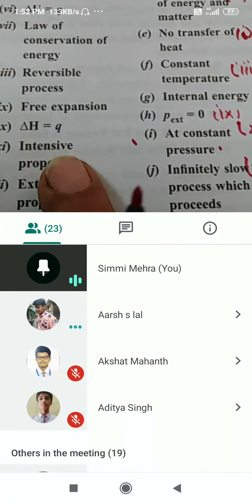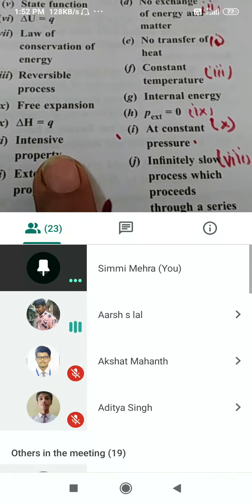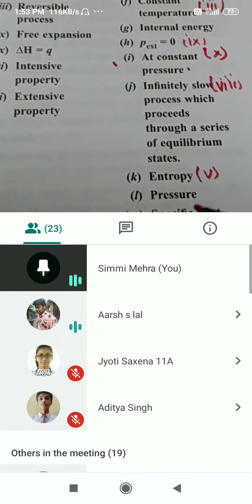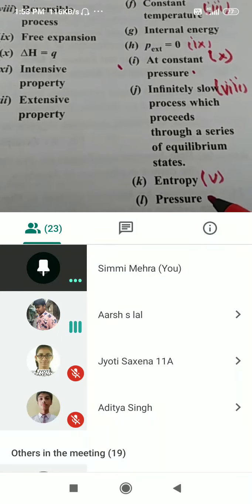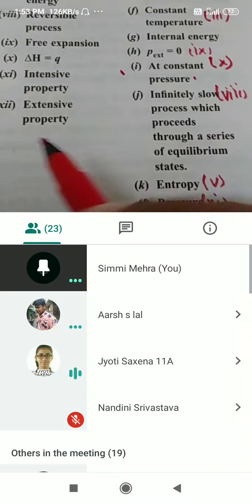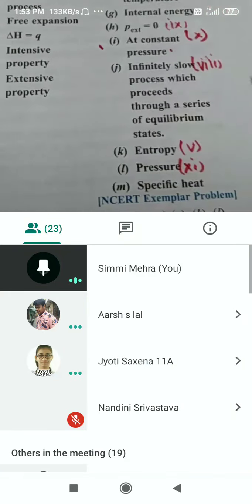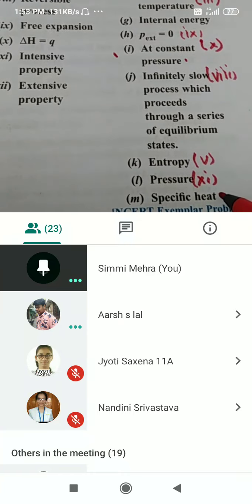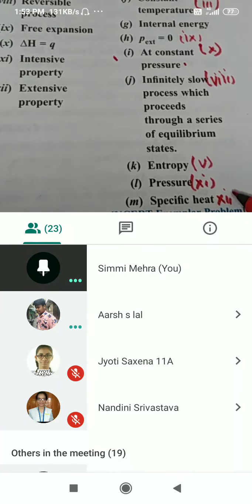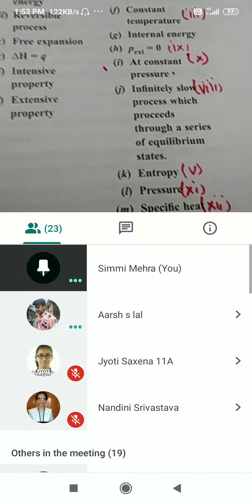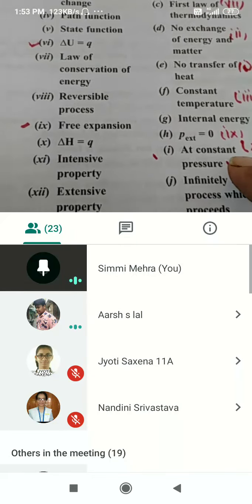What is intensive property? Pressure. It depends upon, yes, amount of substance, that is number of moles. Extensive is specific heat. Okay, so this is what we've done.